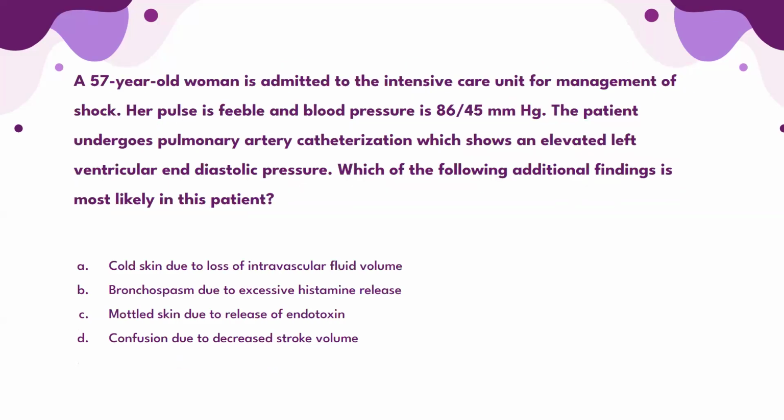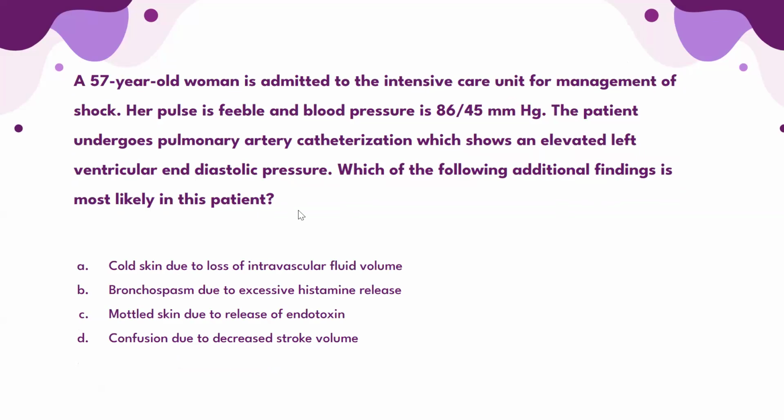Okay, next question. A 57-year-old woman is admitted to the ICU for management of shock. Her pulse feels feeble and her blood pressure is very low, 86 over 45 millimeters of mercury. The patient undergoes pulmonary artery catheterization, which shows an elevated left ventricular end-diastolic pressure. Which of the following additional findings is most likely in this patient?